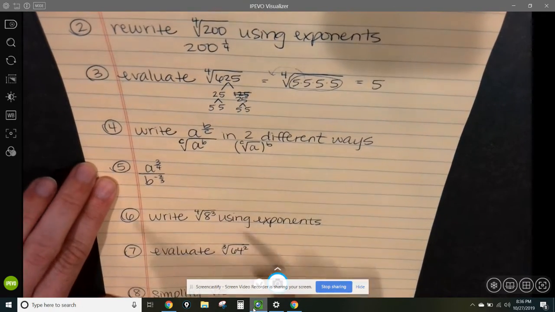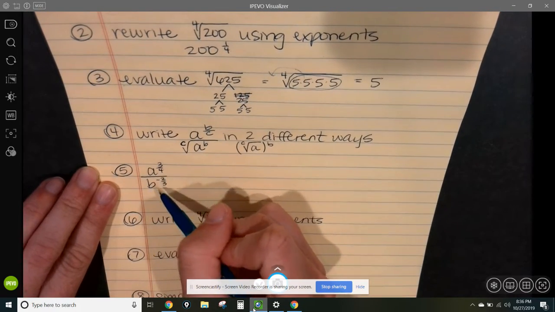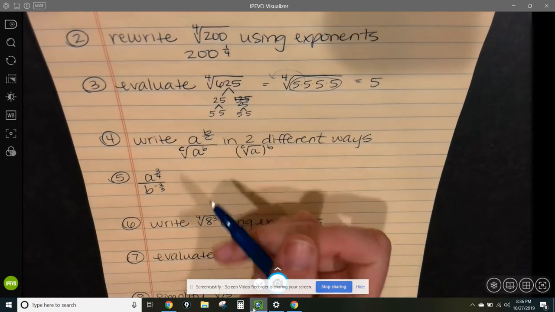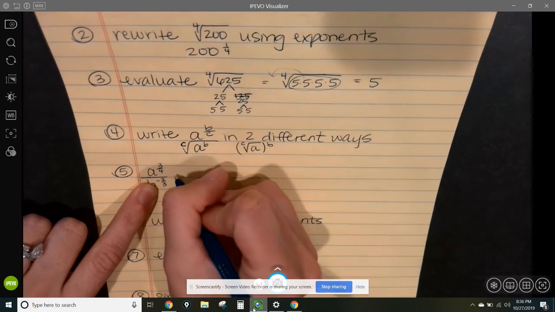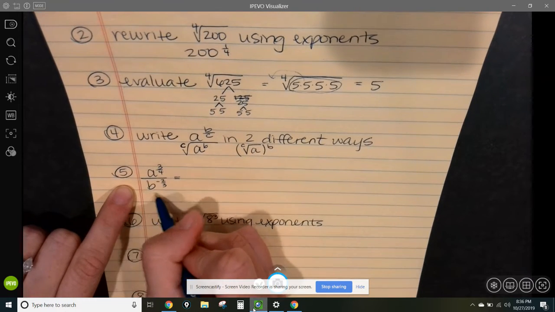Number 5, so a to the 3/4 divided by b to the negative 2/3. So the first thing I notice is I have a negative exponent. So I'm going to move that. You should remember that from this lesson.